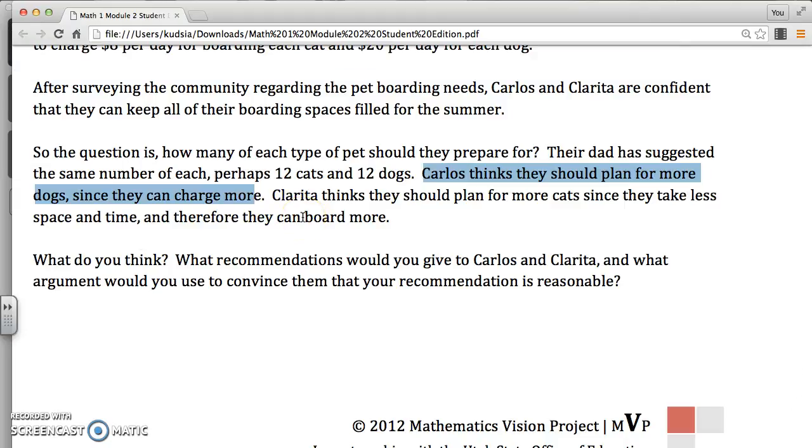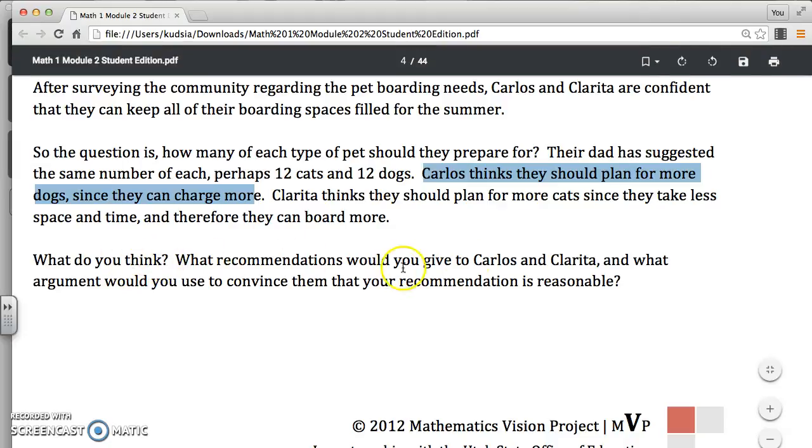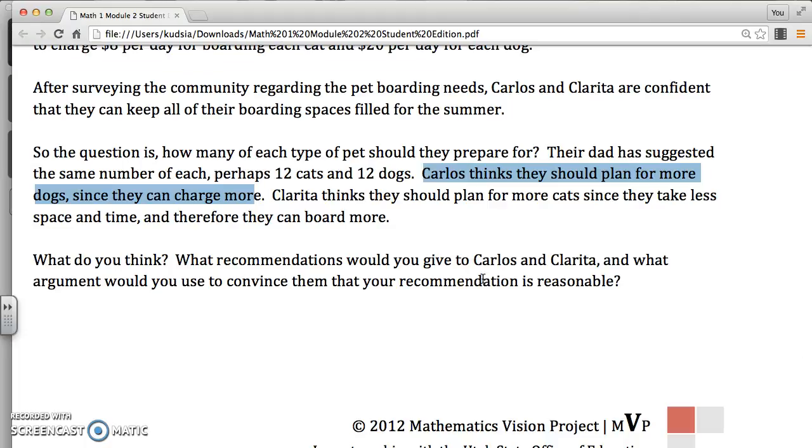All right. So, what do you think? What recommendation would you give? The recommendation, again, has to be based on actual dollars, cents, and what makes sense for this problem.